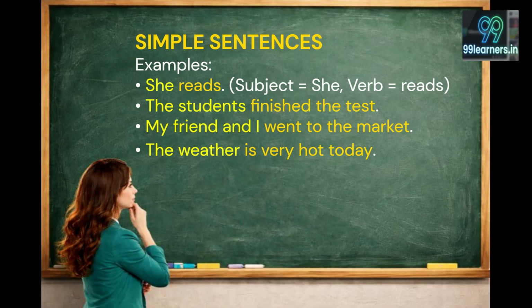Object equals the test. "My friend and I went to the market." Compound subject. Still one clause. "The weather is very hot today." Verb plus complement. Notes: a simple sentence can have compound elements like "She and Tom walked and talked." It is still simple because there is only one clause, one main verb group. Simple sentences are great for clarity and strong starts in writing.